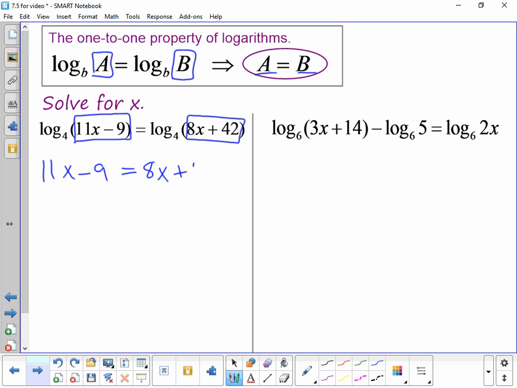So in this first example, we have the log of 11x minus 9 is equal to the log of 8x plus 42. And they're both base 4, so they're the same base. And that means the 11x minus 9 has to be equal to the 8x plus 42. We can solve this without too much trouble. You're all experts at things like this.